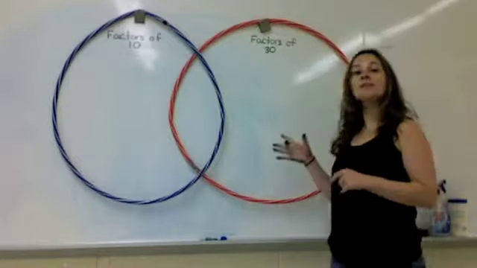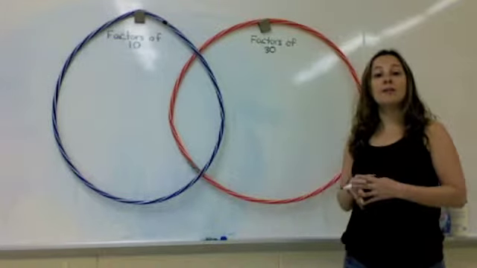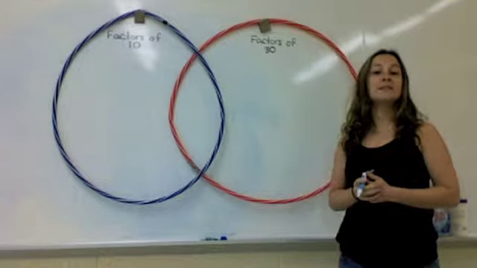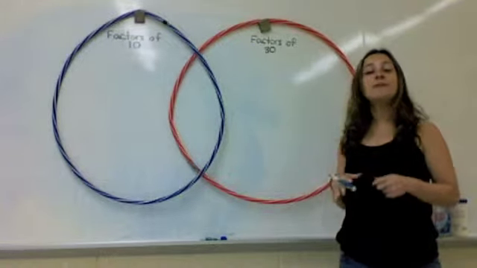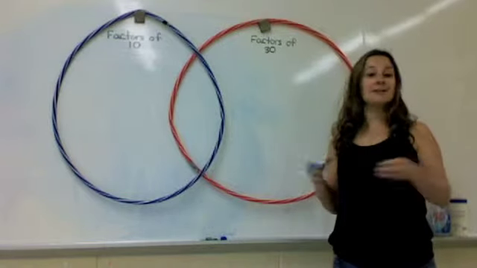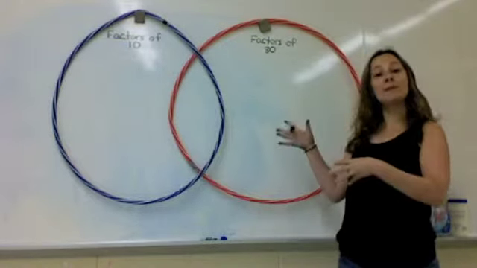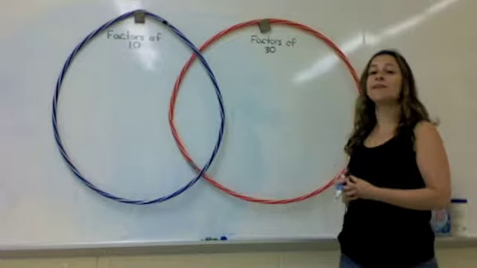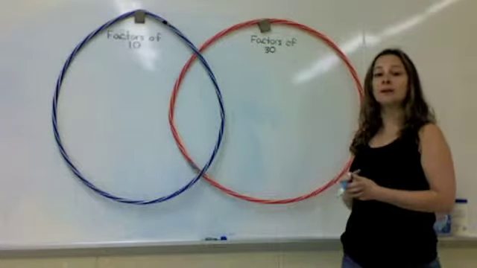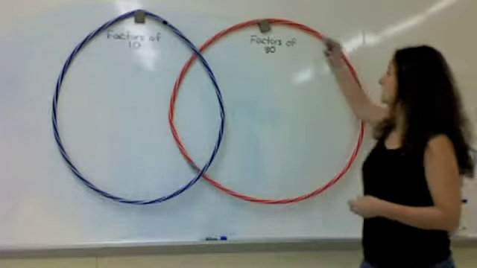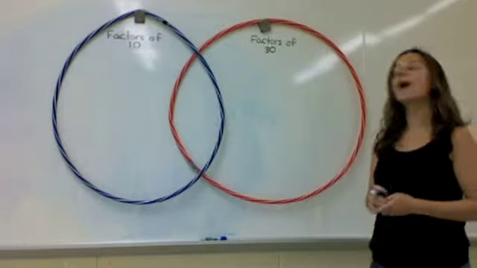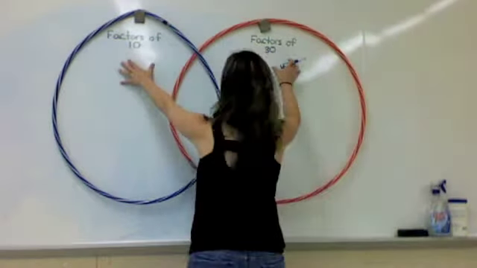about Venn diagrams. Venn diagrams are a way that we can compare and contrast different pieces of information. You can use Venn diagrams in a lot of different content areas. In mathematics specifically, we can use Venn diagrams to compare and contrast numbers. Venn diagrams are made up of two circles, and there's always two separate categories.